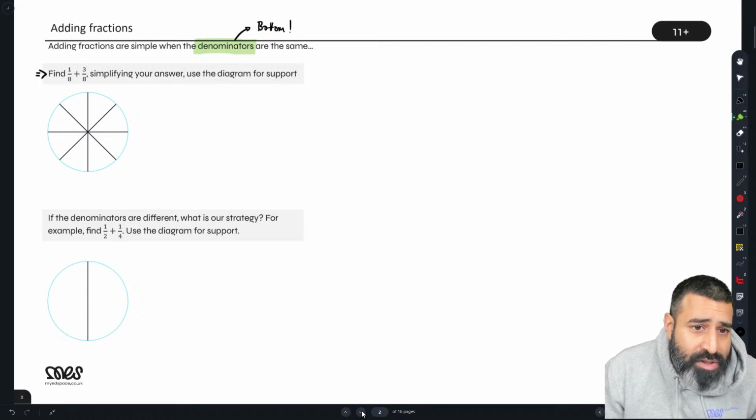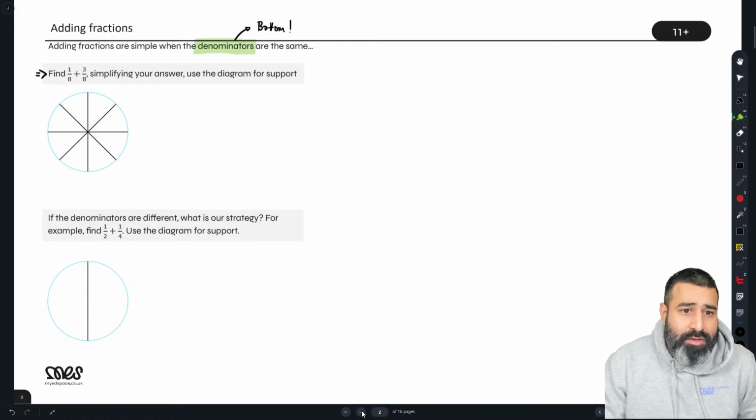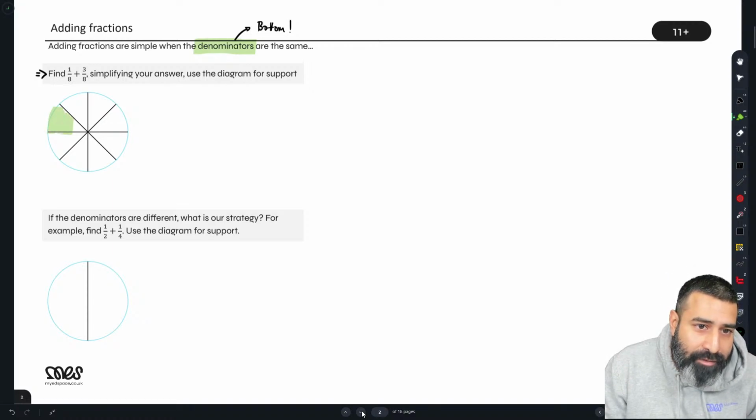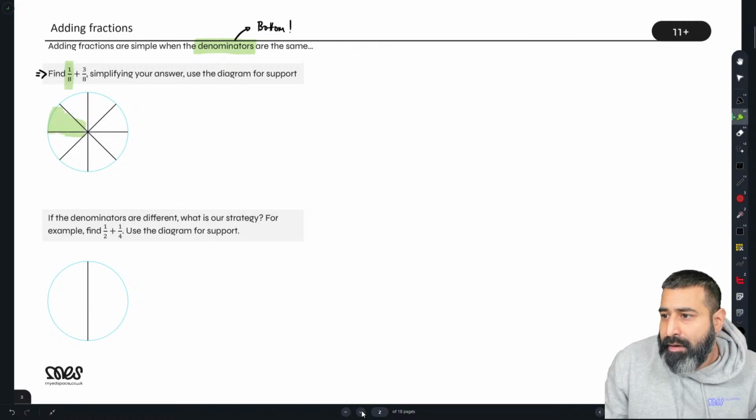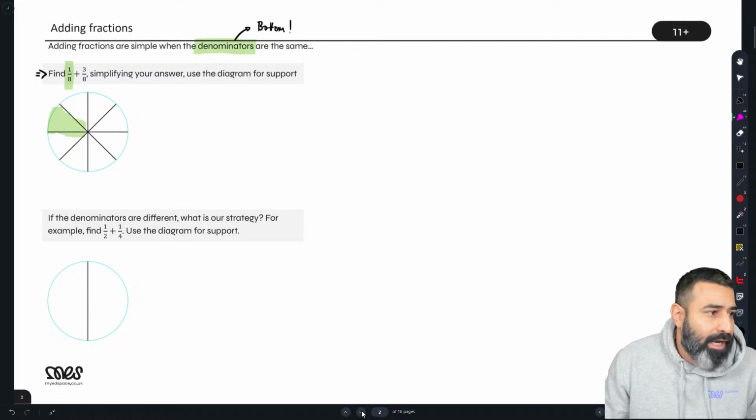Right, so here is a whole and it's split into 8 pieces. 1, 2, 3, 4, 5, 6, 7, and 8. So what we're going to do is we'll shade 1/8 in. We'll do that green. And then let's do 3/8 in purple.